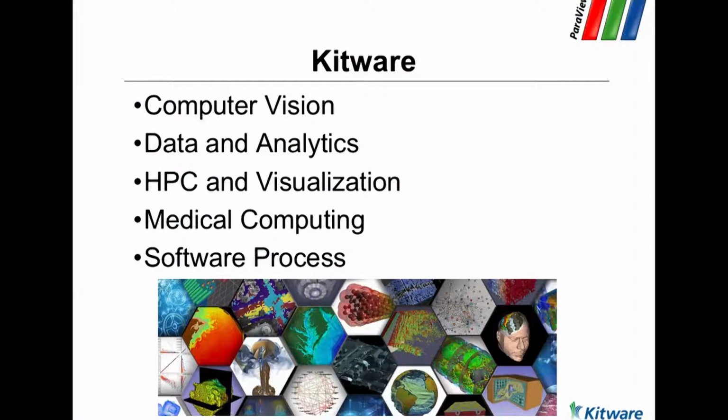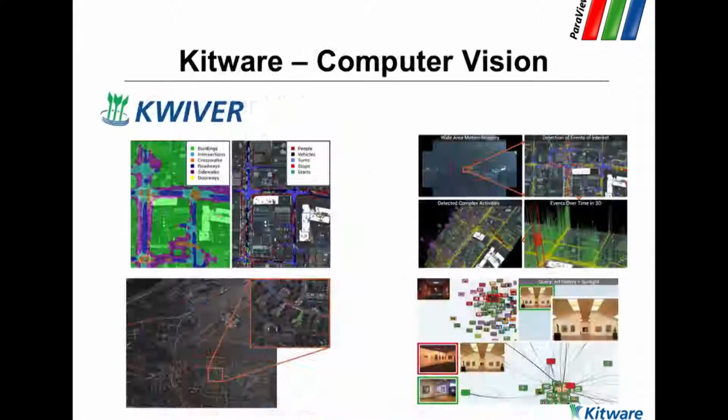So at Kitware, we have 5 groups. We collaborate within the groups, but each group has sort of its own specialty. So we have a group in computer vision, data and analysis, high-performance computing and visualization, medical computing, and software process. The computer vision group looks at identifying features in images and videos, and also processing social media and discovering features there. Kitware is an open source project that this group produces and maintains.